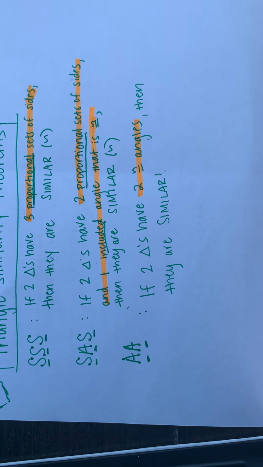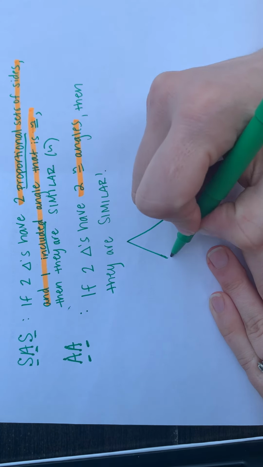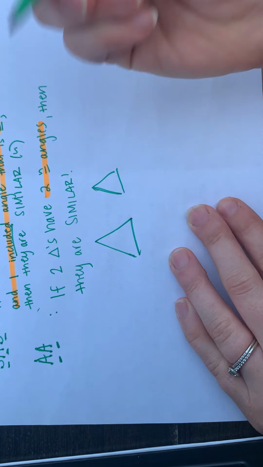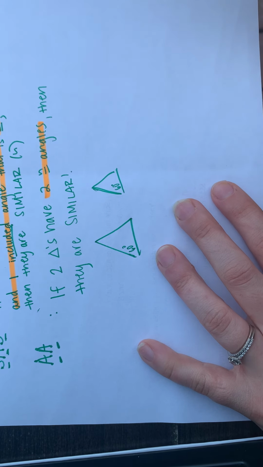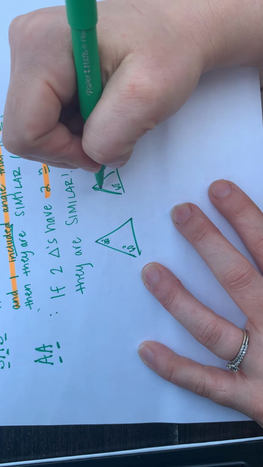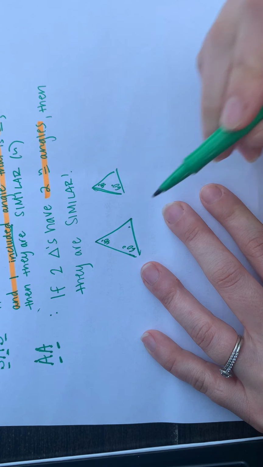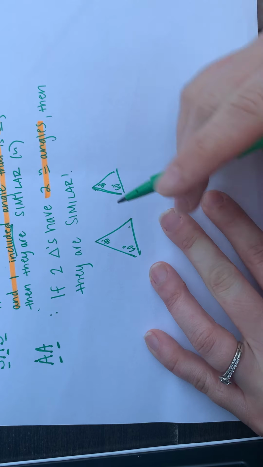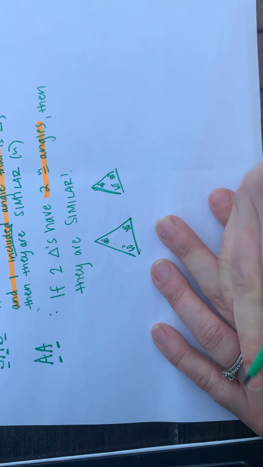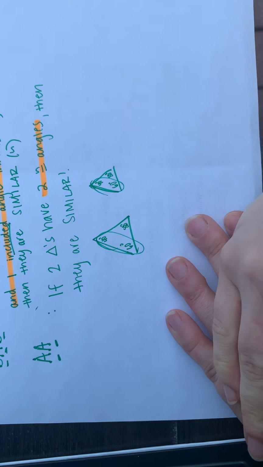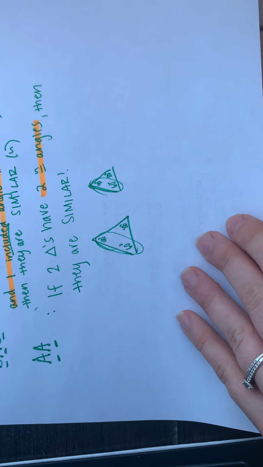The reason why we don't need the third is because think about the triangle sum theorem. If I had, I'll draw you a little example here. If I had a 60-degree angle in common and a 40-degree angle in common, then by default, this angle here, the missing angle, has to be 80 degrees because they have to add up to 180. Same over here. So you really only need 2 of the angles to match up because by default, the third angle will match up. Okay, so that's what we're going to take a look at today.